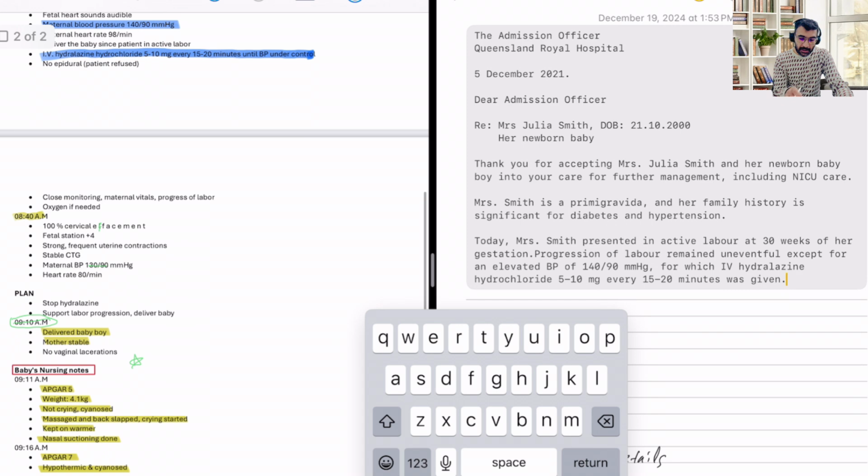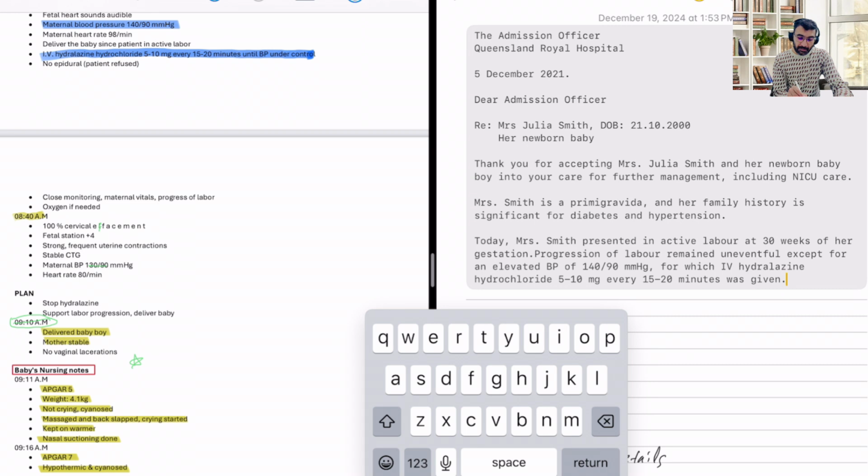Actually, the baby was delivered at 9:10 a.m. We can write the actual time when the baby was delivered. It may be important for the reader to take care of the baby. Mrs. Smith delivered a baby boy weighing 4.1 kilogram. Weight is given, so we'll write the weight.